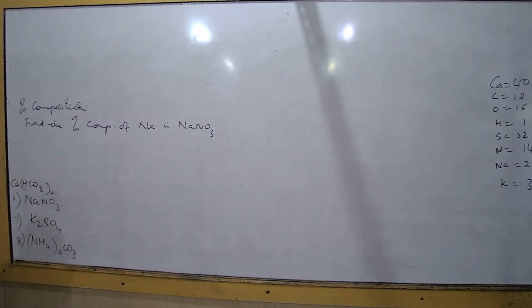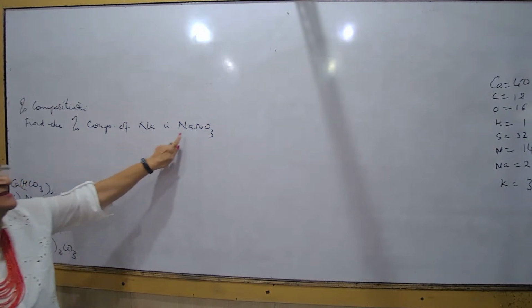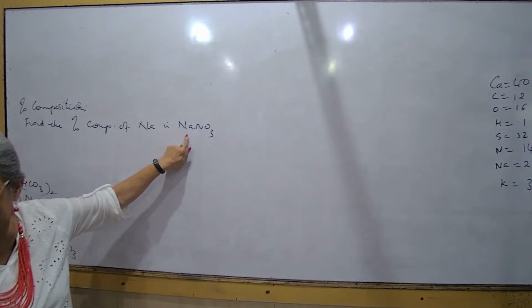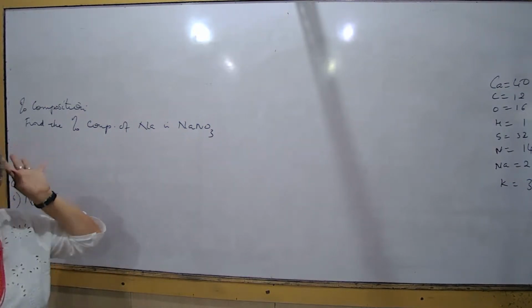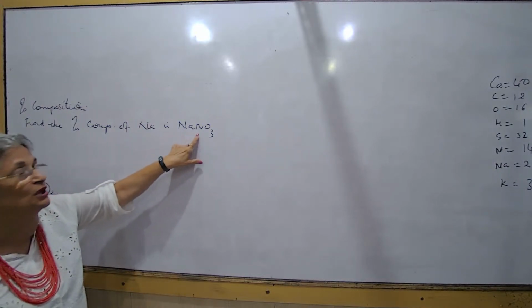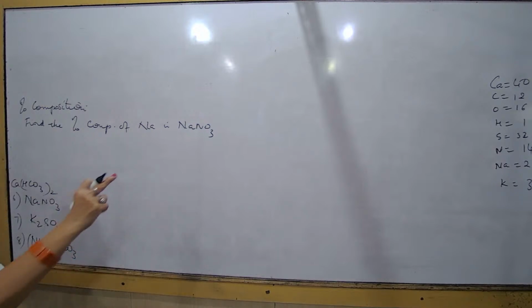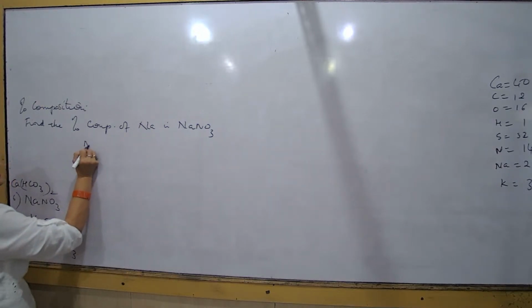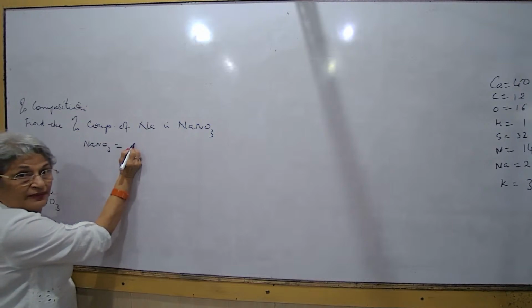That means, in other words, you have to find out how much sodium is present in this percentage wise. So don't be bothered about big words. Just remember the simple thing. Find out the molecular weight of this. Tell me how will I find out the molecular weight of sodium nitrate?